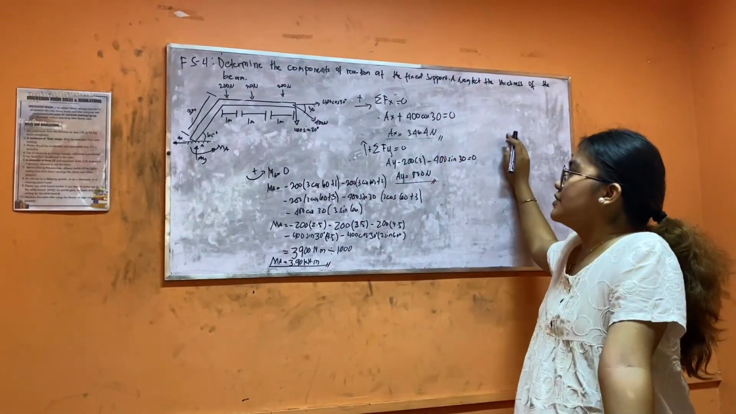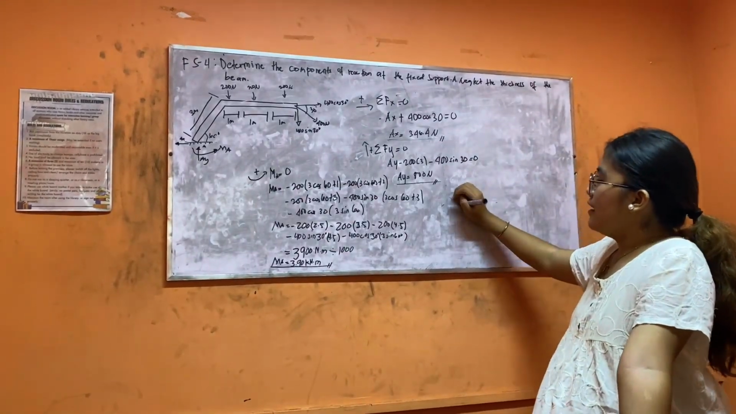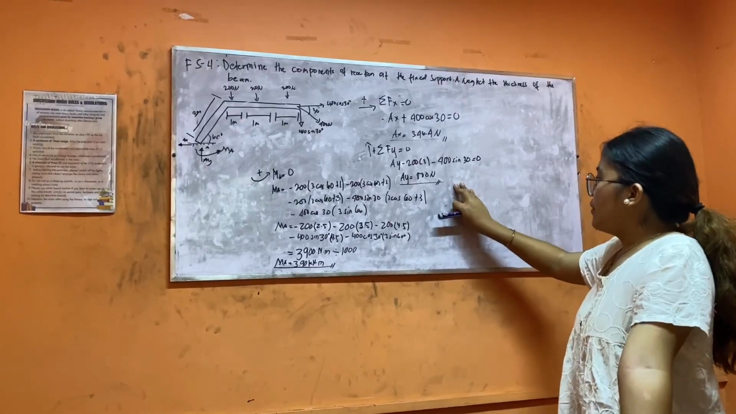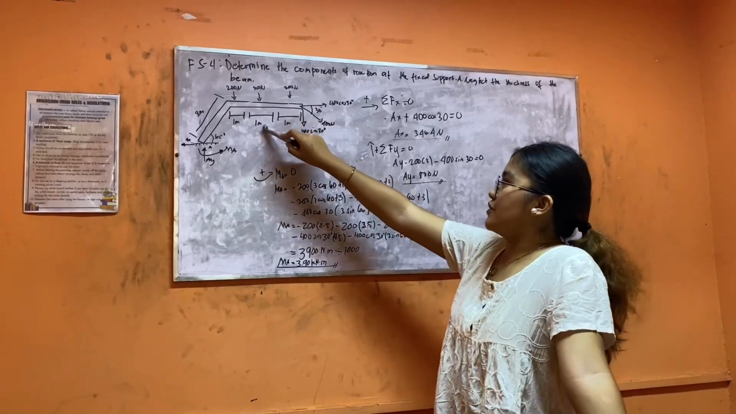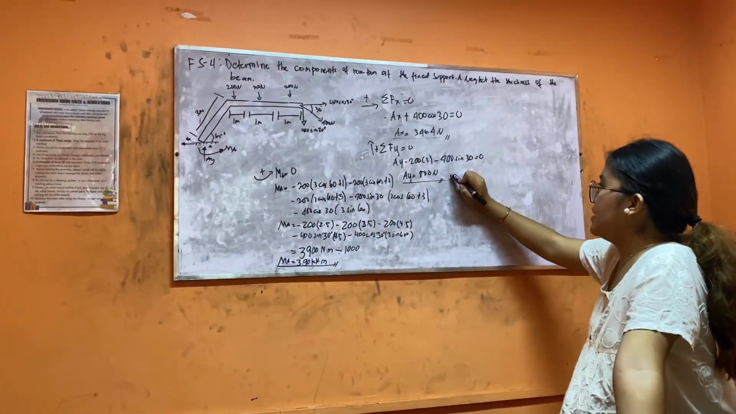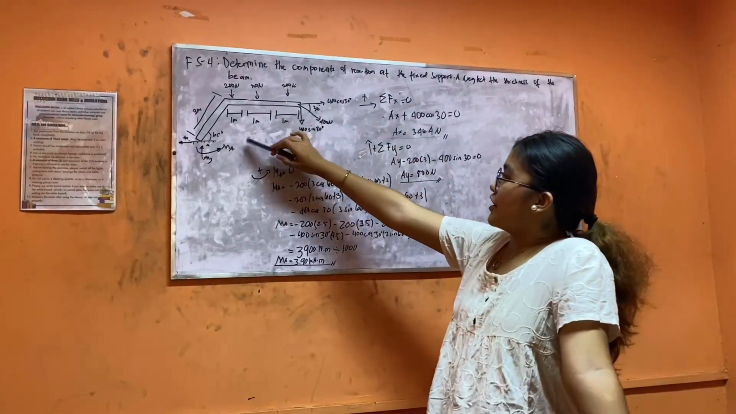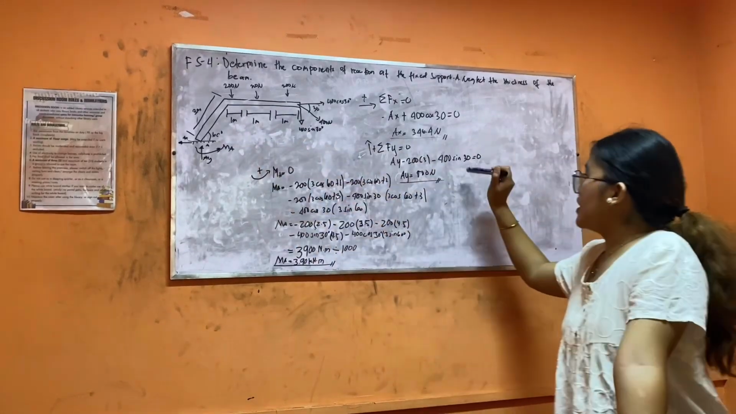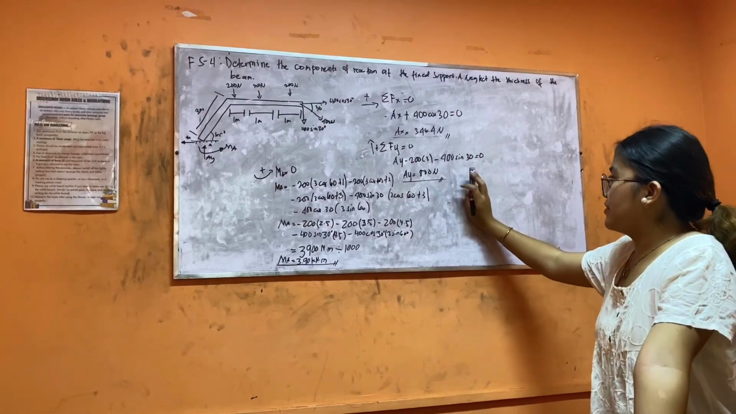And for the summation of Fy, going up is positive. So Ay minus 200 times 3. We multiply by 3 because we have a 200 Newton load here. So 200 times 3 minus 400 sine 30, which is our given here. So Ay equals 800 Newton.